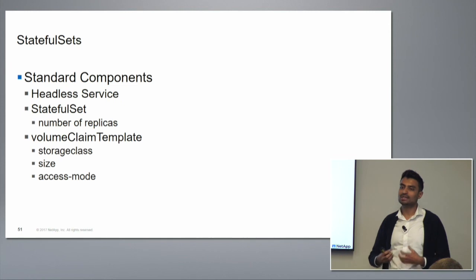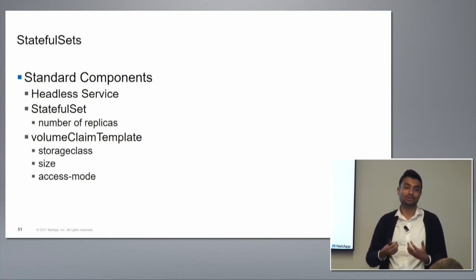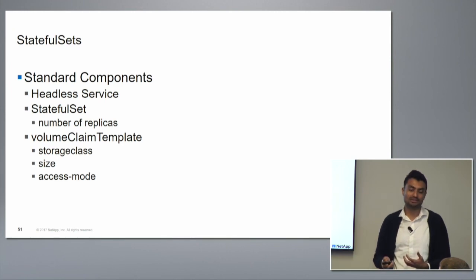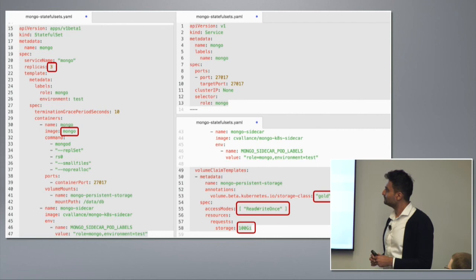And then I define a template of how the persistent volume claims should be created for my application. So I'm not creating persistent volume claims myself as a developer. I'm creating a template so that Kubernetes can actually create those claims for me when I scale the database or create the database. Right? So now let's look at how we are defining that.